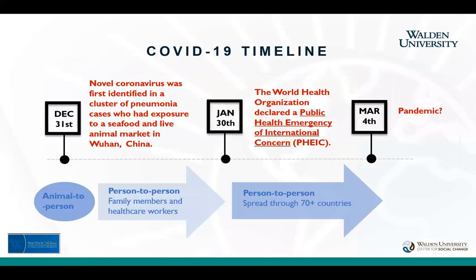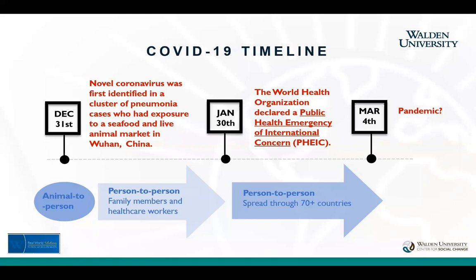So this novel coronavirus was first identified at the end of 2019 in a cluster of pneumonia cases who had exposure to a seafood and live animal market in Wuhan City, Hubei province of China. So the outbreak initially started through animal to person transmission. That's that zoonotic disease. Throughout January and February, COVID-19 spread through person-to-person transmission among family members and healthcare workers, and that was largely throughout China.